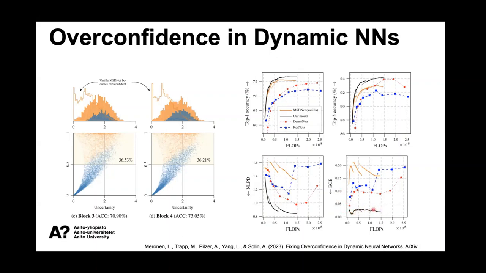So the black line is always our model, and the orange line is the same model, but without using any kind of Bayesian priors. And if you look at top five accuracy, then you actually get quite a good improvement in terms of performance. Those are also results on CIFAR-100.